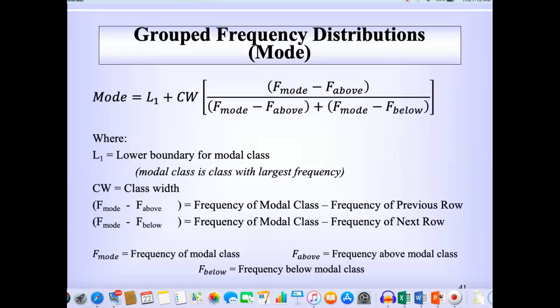Greetings, math lovers. Today we're going to be doing the mode of a grouped frequency distribution.